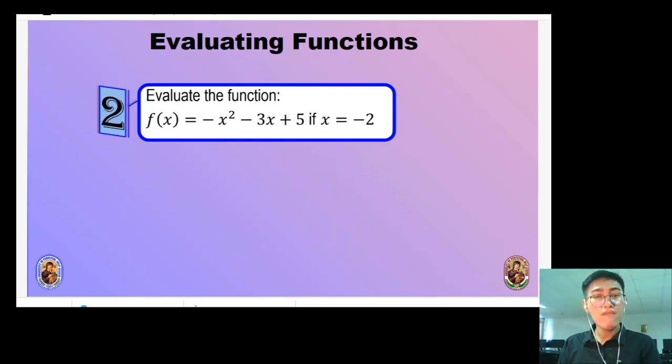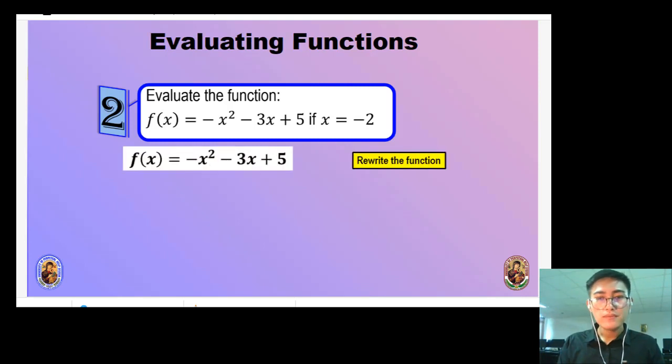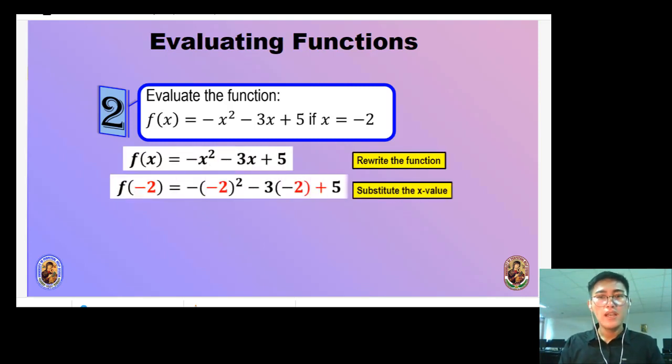Second, evaluate the function f of x is equal to negative x squared minus 3x plus 5 if x is equal to negative 2. Again, substitution is the first step here. Okay, let us substitute now the x value into the given function. We have 3 x's here, so we'll just substitute negative 2 for each.